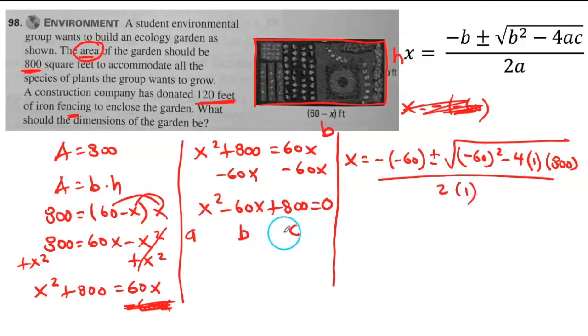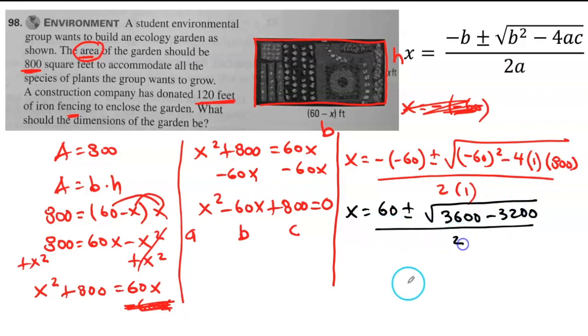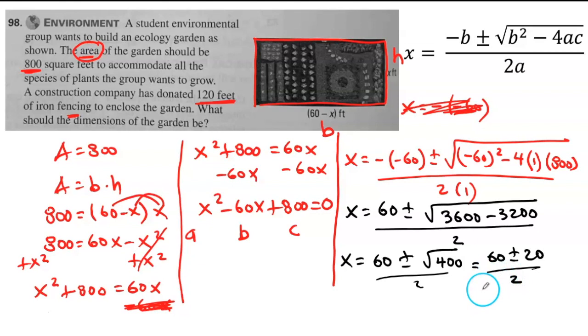All right, let's do the math quick. Double negative here, positive. Negative 60 squared, positive 3600. Negative 4 times 800, negative 3200, divided by 2. X equals 60 plus or minus the square root of 3600 minus 3200, which is 400, divided by 2. Square root of 400 is 20. And now I get two answers.